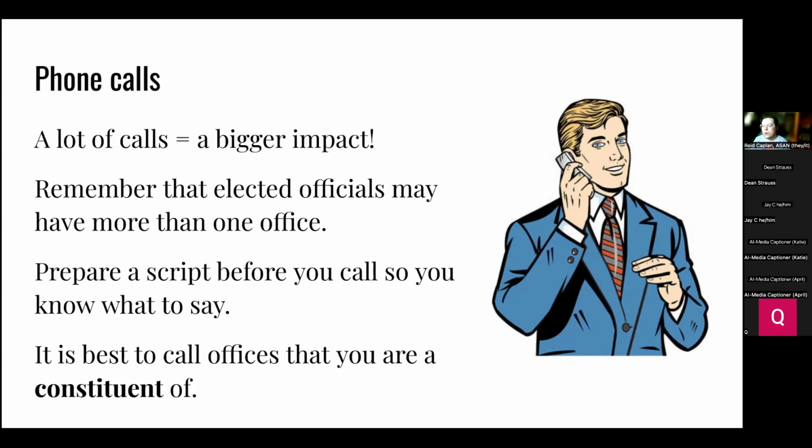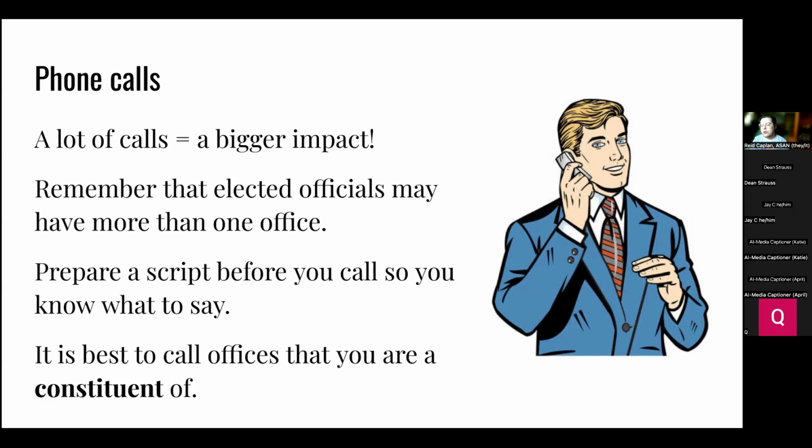So remember when you're making those calls that your elected official may have more than one office. For example, a senator in the Congress for the whole US will have an office in DC, but they'll also usually have more than one office in their state. And so you can choose which office you want to call. You could call all of them if you want.